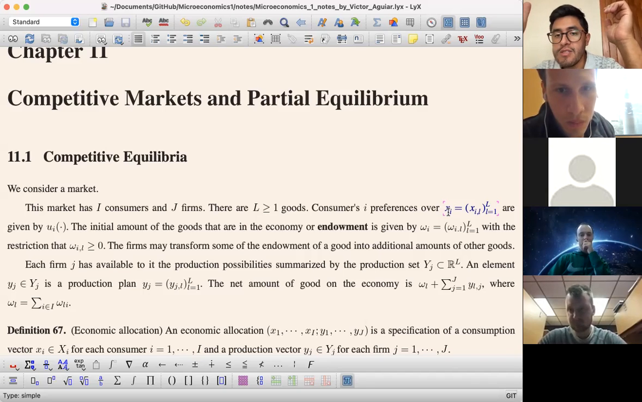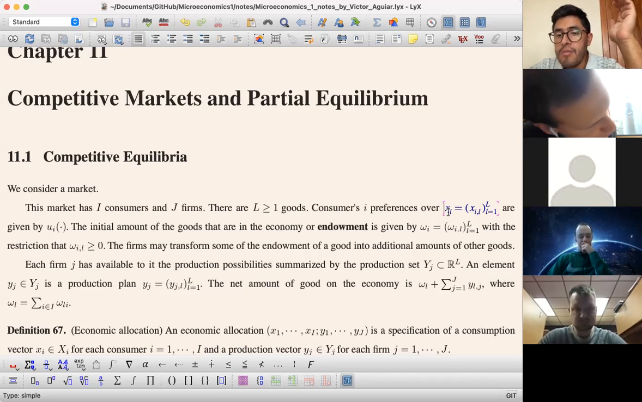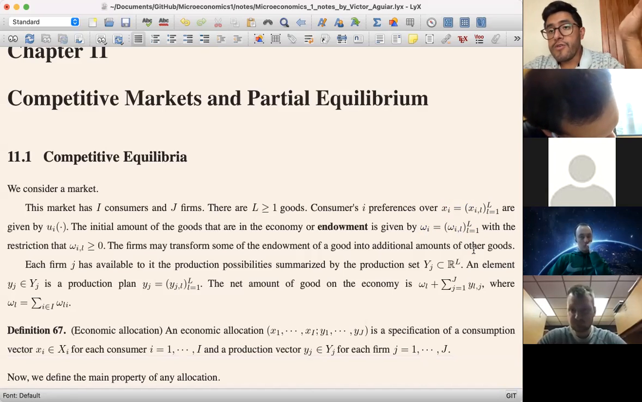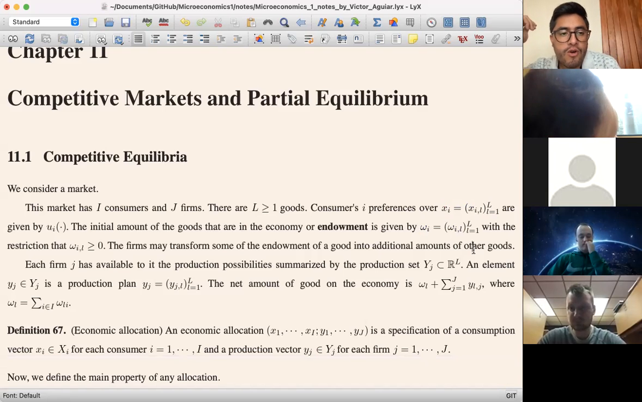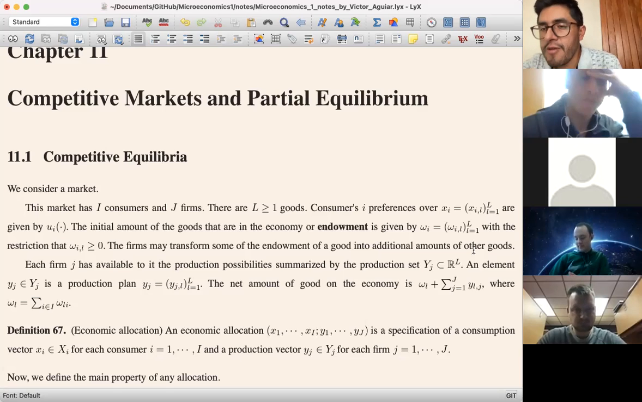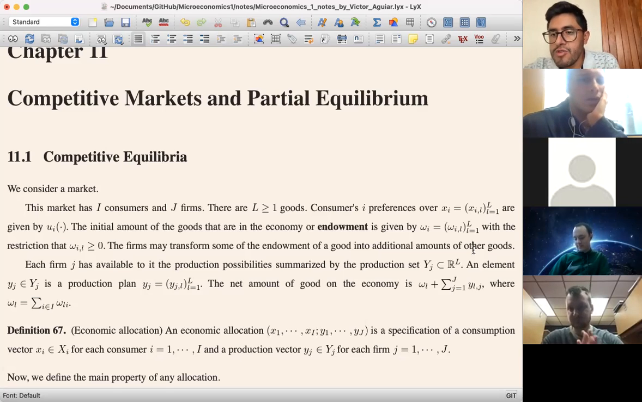And they're going to be captured by this symbol omega. And again, how many of them are there going to be? It's going to be L of them, okay? Because it's the same goods in a market. Just a typo here. And the restriction is that the quantities of endowments in the market are going to be weakly positive. Now, these endowments may be used by firms to transform them into other goods, so they can be used as inputs. And they can also be consumed directly by consumers, of course. For instance, think of apples, right? So the fruit, apples. So you have apples, and then some firms may use them to make apple juice, right?